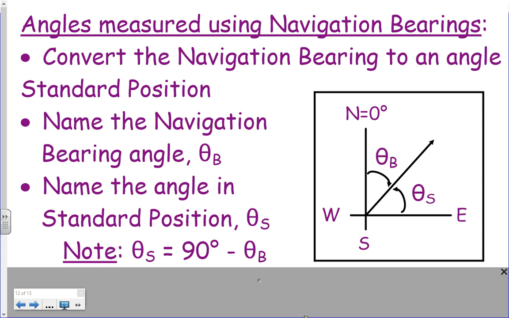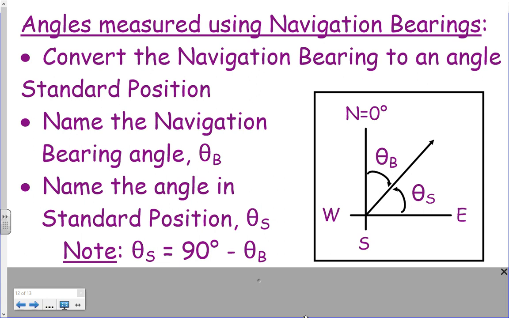So the easier thing, I think, to do is to get rid of the navigation bearing and get it over to a standard position, because we're going to use our trig functions in this process, and it'll make the calculation a lot easier for us, so I don't have to try to figure out what happens if I'm working with an angle in a different orientation. All right, so we'll name the navigation bearing theta sub b.